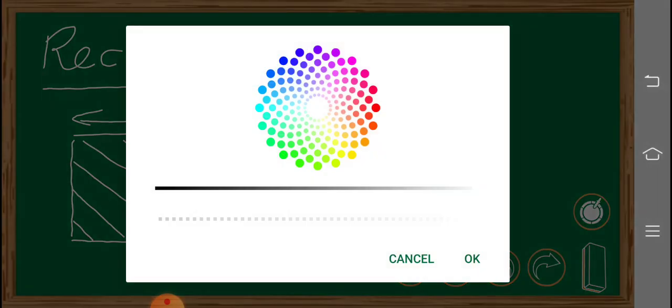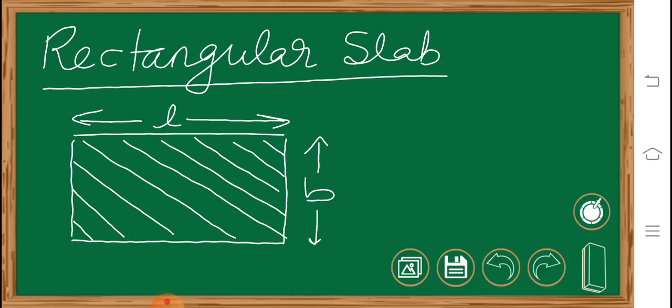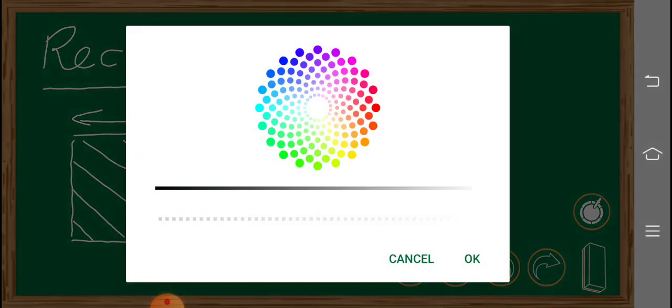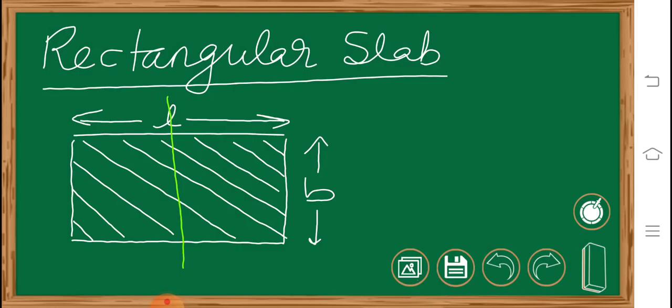And suppose this is the axis about which we have to find the moment of inertia. So what we can do in this case is, suppose we cut this slab like this. So we will get a rod. The rod will have length L, and the axis will be passing through the center of the rod.